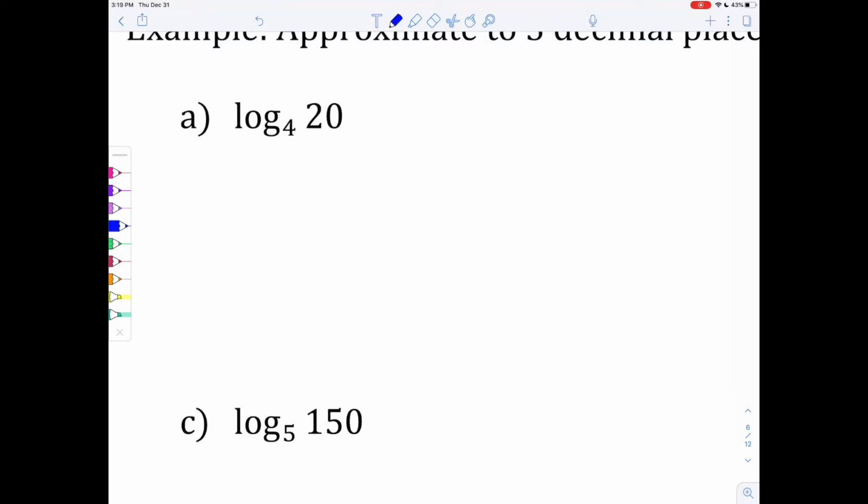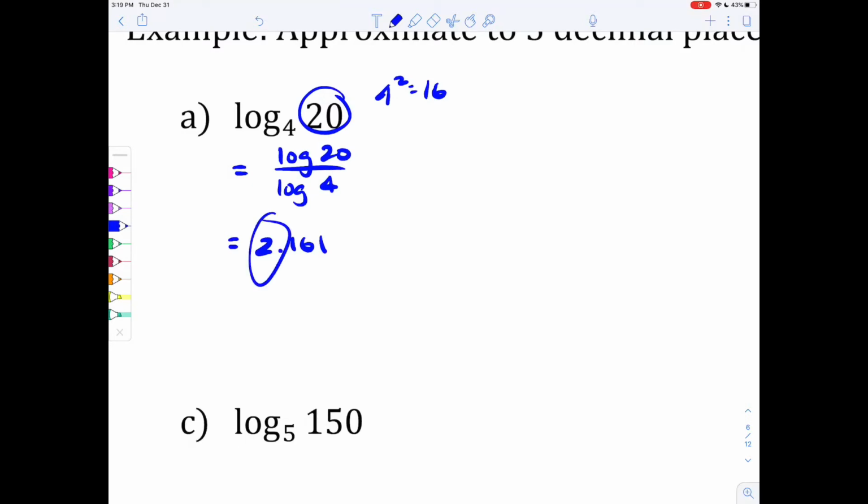In my calculator, I would be putting that this is the log of 20 divided by the log of 4. And this gets me a value of 2.161. This makes sense to me because 4 squared is equal to 16. So 20 being close to 16 should evaluate to something really close to 2. And that's what I get here. So that's all good and well.